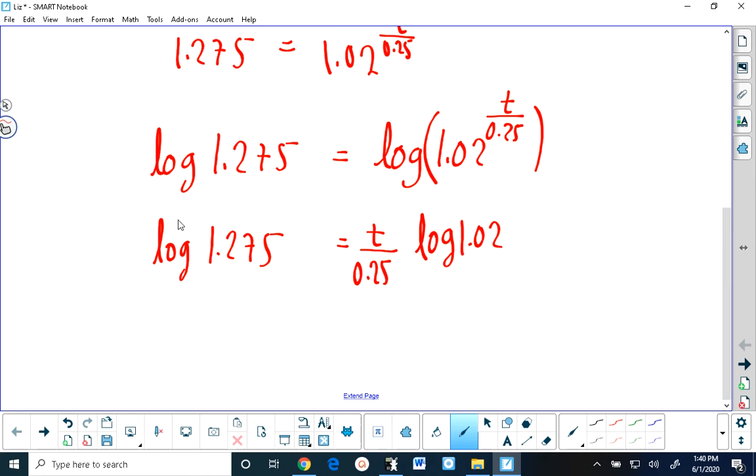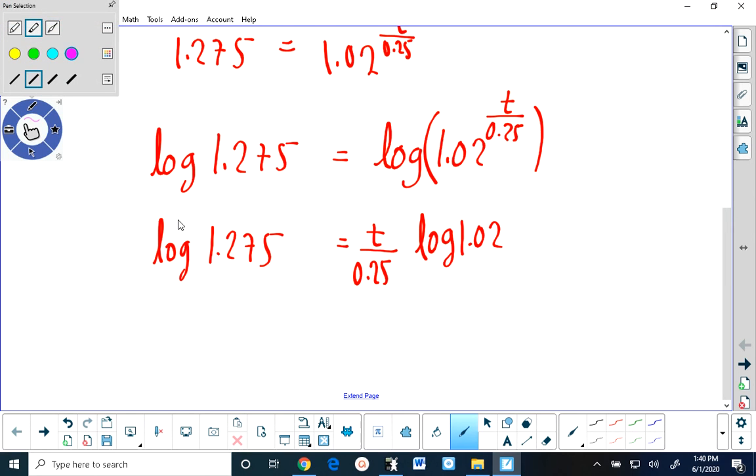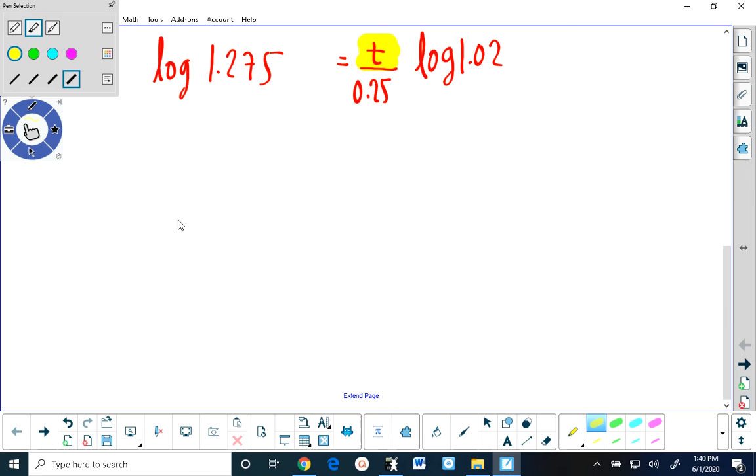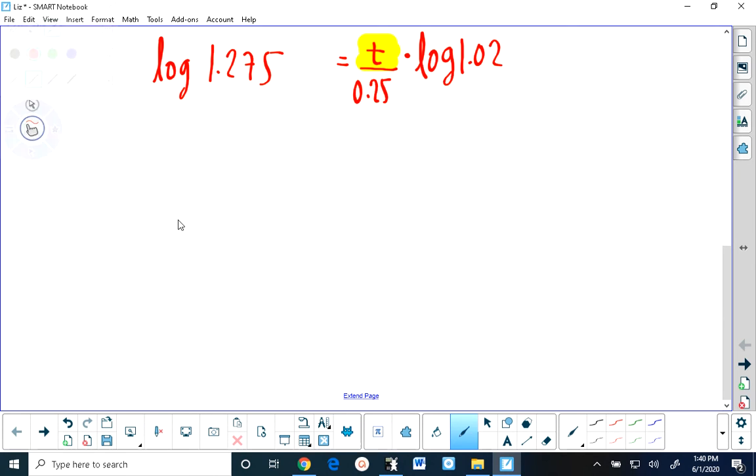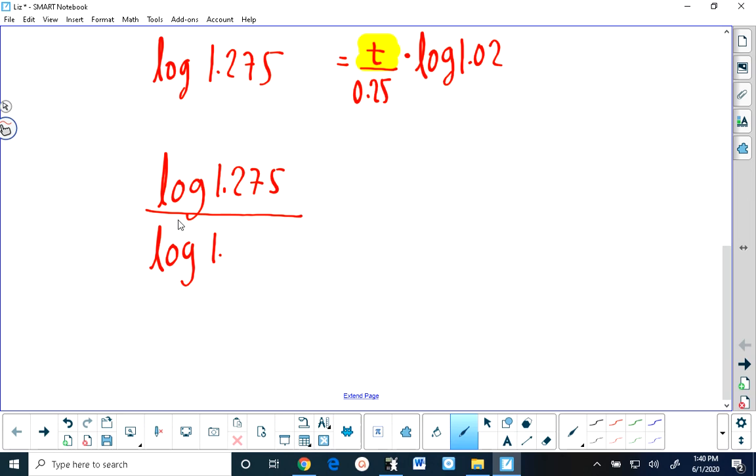And we're trying to find t here. We're trying to figure out what t is. So when I look at that equation and I say, how can I get t by itself? There are a couple of things that I need to get rid of. I need to get rid of the log 1.02. And right now, t is being multiplied by log of 1.02. So that means I'm going to have to divide by the log of 1.02.